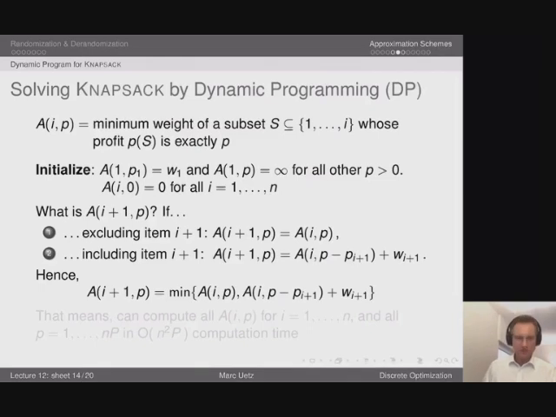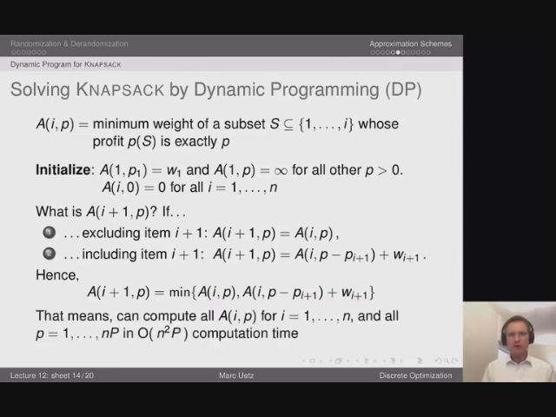So here is once again the summary. The I plus first entry for a given profit value P is just obtained as the minimum of these two values, and that is a constant time operation, right? So that means we can fill the whole matrix by just going over the entries column by column and top to bottom and compute all the entries in the matrix for all the corresponding profit values P in the size of the matrix, which is n squared times capital P. And just remember, this capital P was the upper bound, the maximum profit value among all the items.